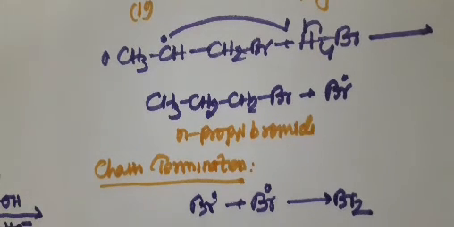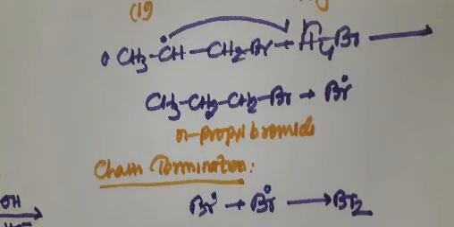So we have already discussed the different types of addition reaction. The first one is electrophilic addition, which takes place by the help of an electrophile. Then nucleophilic addition reaction takes place by the help of a nucleophile. And finally free radical addition reaction, which takes place by the help of free radicals.